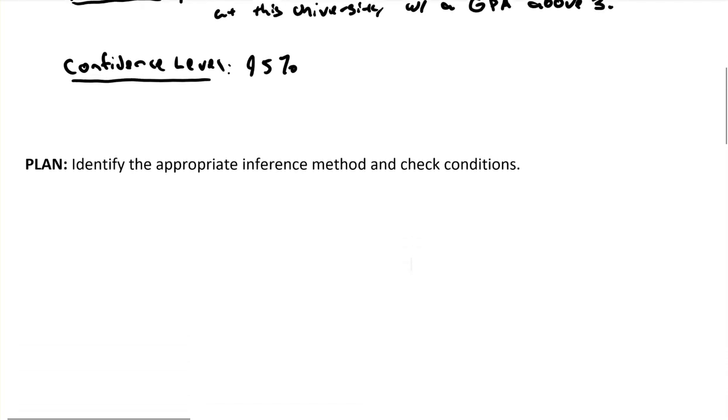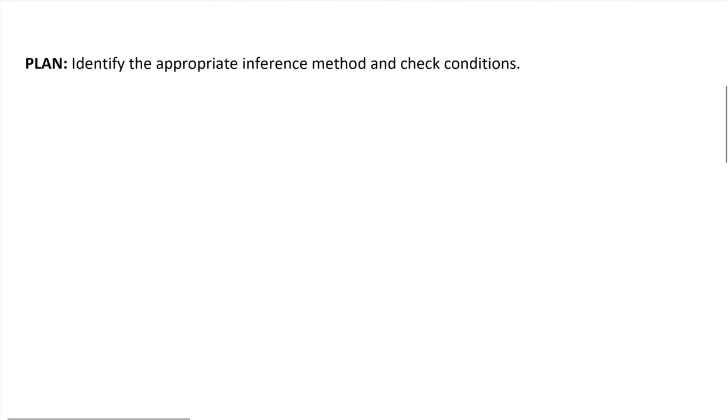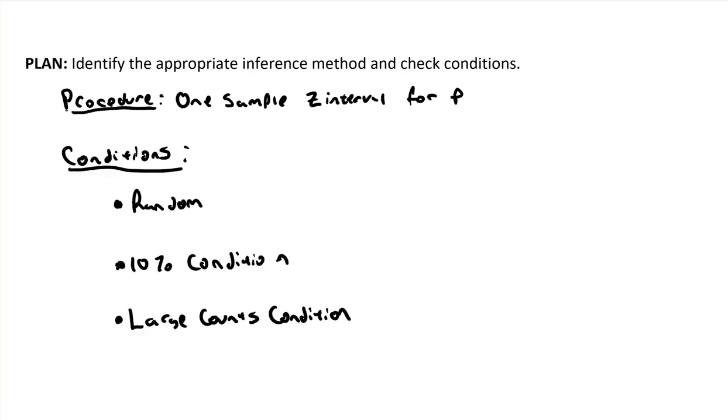Now we need to come up with a plan. Well, the main things of the plan are what procedure are you going to use, as well as are the conditions met to follow this procedure to construct our confidence interval. So the procedure we're going to use is one sample z intervals for proportions. So z as in z-score. So we're hoping things are normal here. Then the conditions we need to check are randomness, the 10% condition, and the large counts condition.